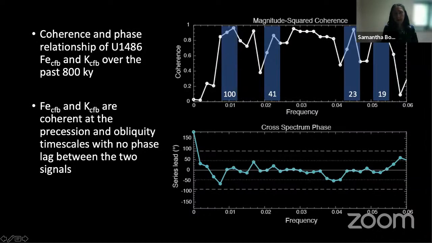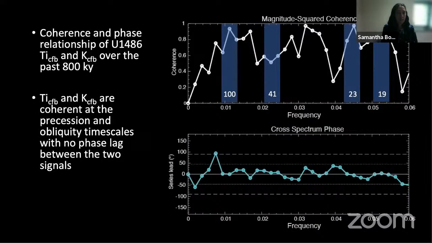And so basically at each of the key orbital periodicities, precession, obliquity, and eccentricity, we see high coherence between these proxies and pretty much no phase difference between them. So they're really recording the same thing. You can do this also with titanium, and it's basically the same story.